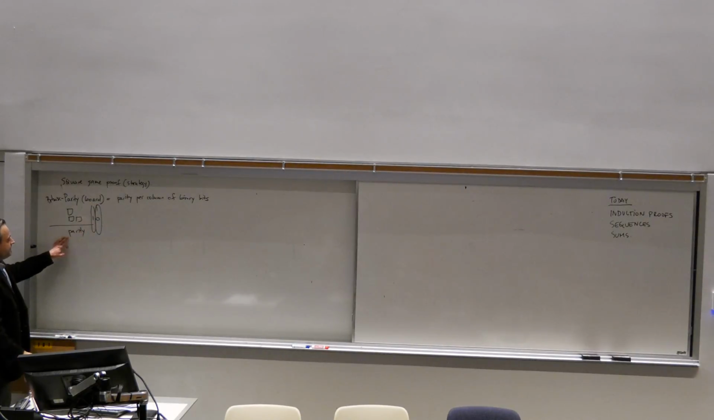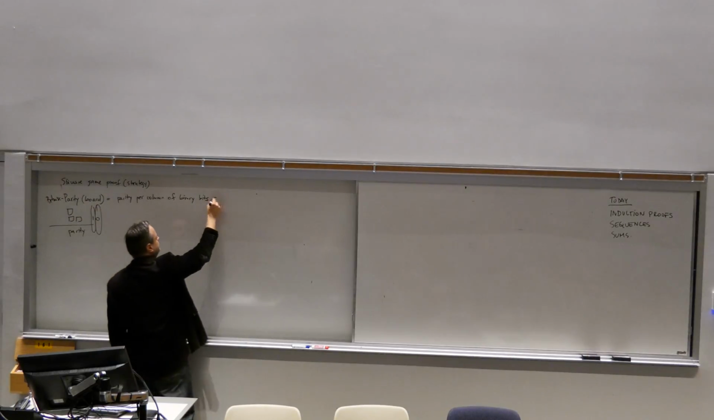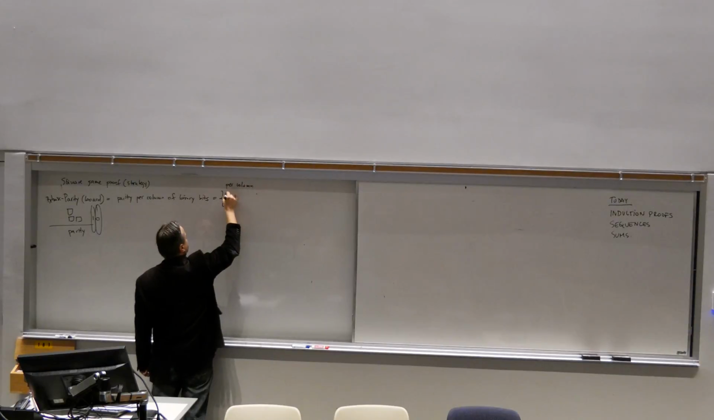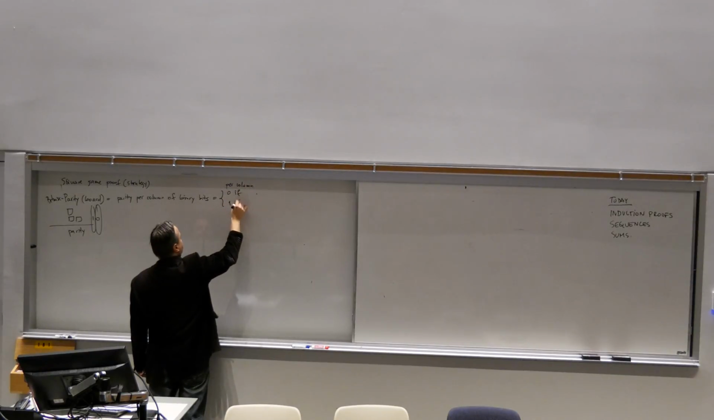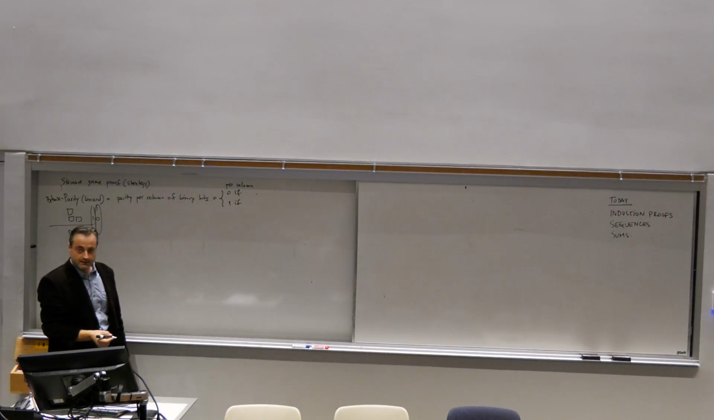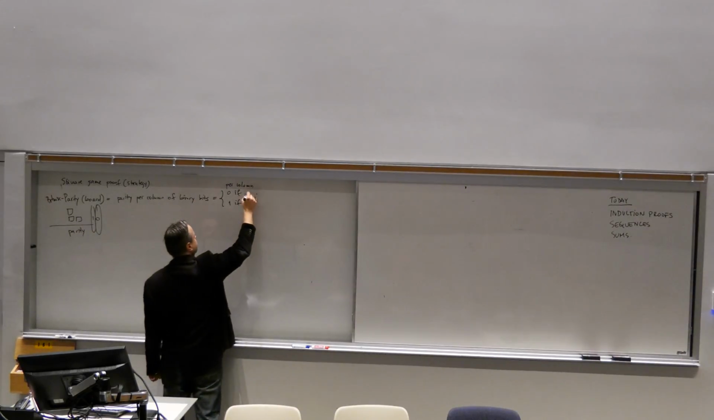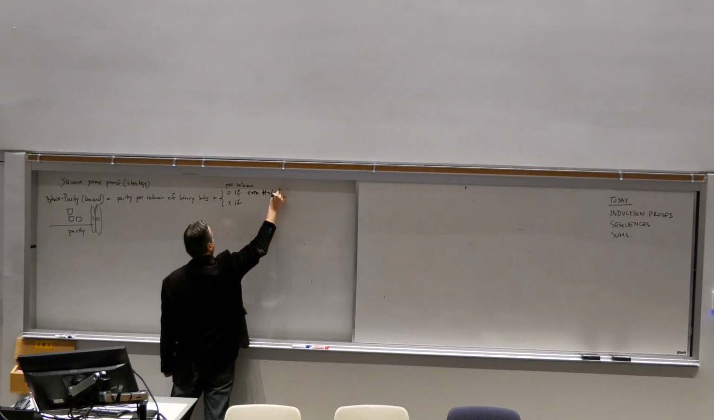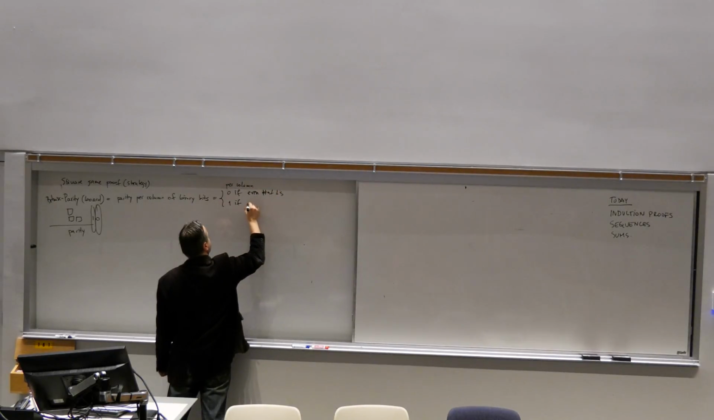The parity is per column: 0 if, 1 if, 0 if what? For that column, 0 if there is an even number of ones. This is 1 if odd.